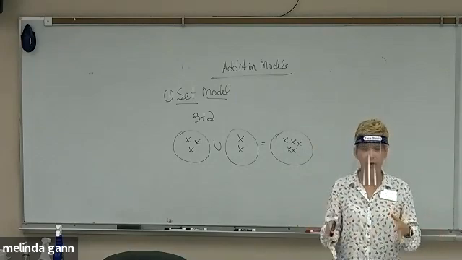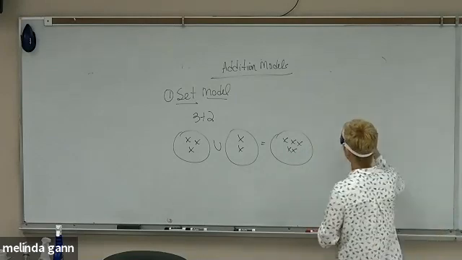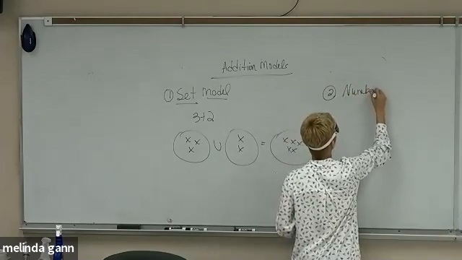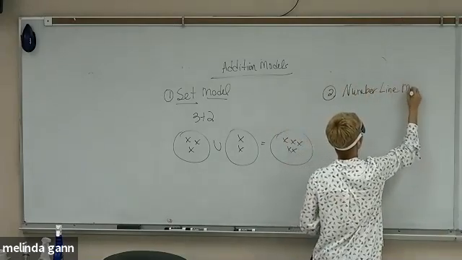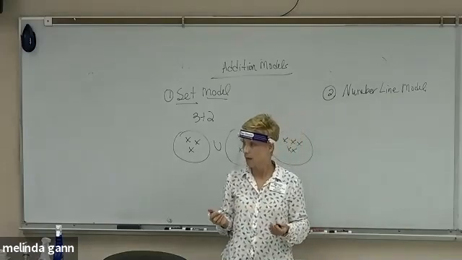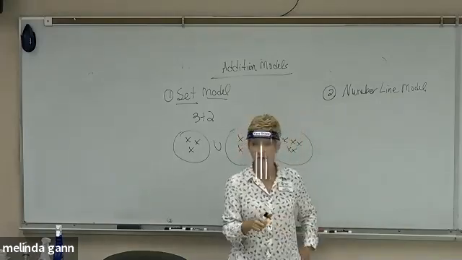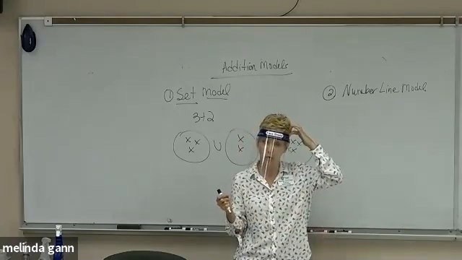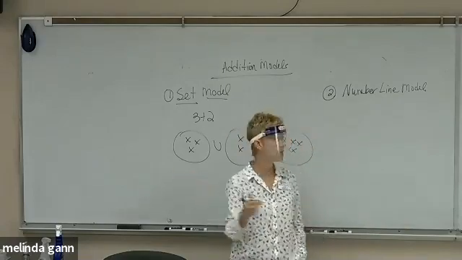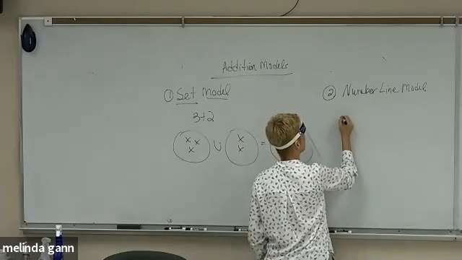When they get very good at the set model, the next model that I'm going to use with them is something called the number line model. Now, if they're in kindergarten, first grade, do they have any negative numbers? They don't have any fractions. So their number line starts with 0.